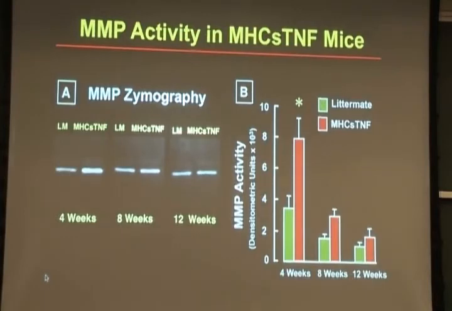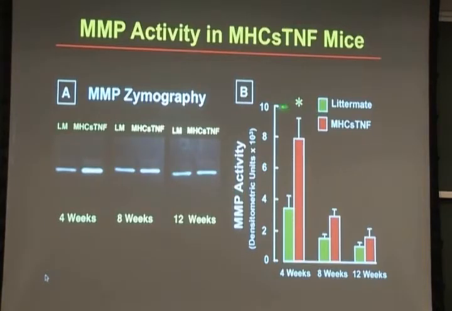But anyway, we wanted to kind of link this to matrix metalloproteinase activity. So again, we did gel zymography, which if you look at the zymograms here, you can see that there's increased MMP activation in the transgenic mice at about 4 weeks of age, and this tends to get turned off by about 12 weeks of age.